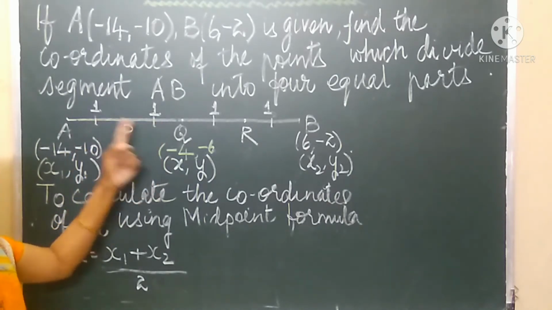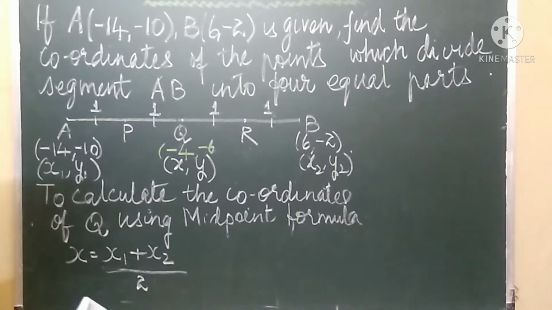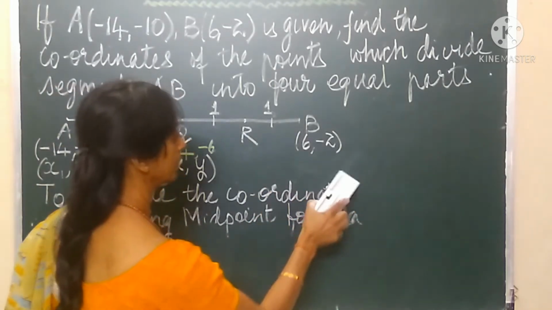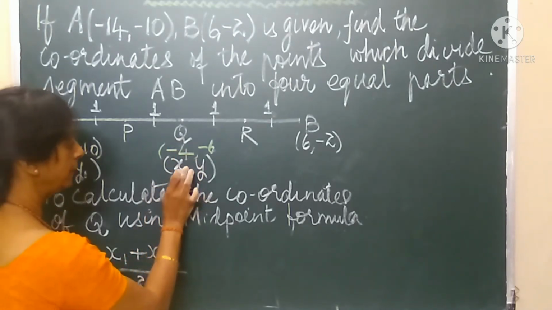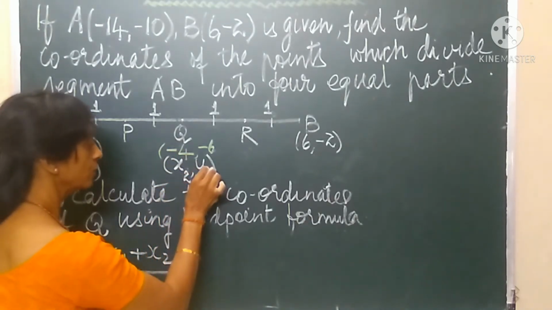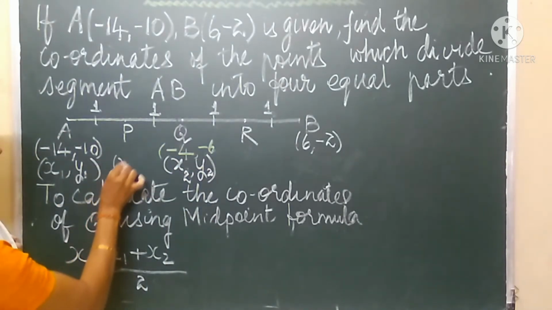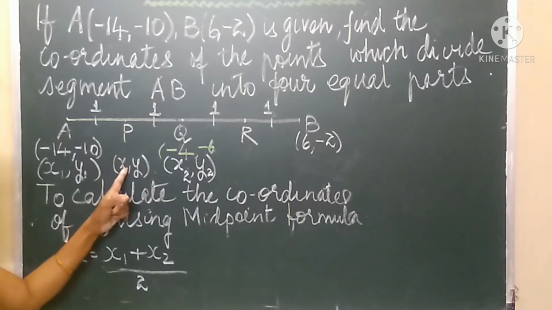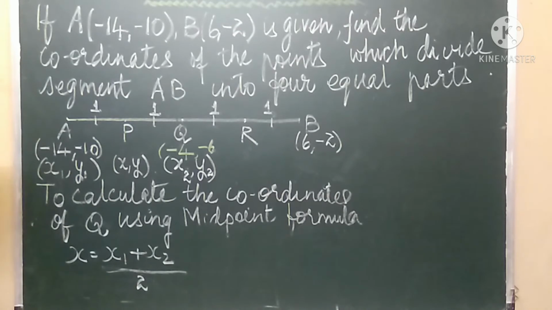Let's check the ratio. Definitely it is 1 is to 1. So definitely I can use the midpoint formula. But over here, let's change the assigned coordinates. A will be x1, y1. Q will be x2, y2, and the coordinates of P will be x, y. Again, by using the midpoint formula to find out the x coordinate for point P. Definitely, if you want, you can find out point R on the same grounds.